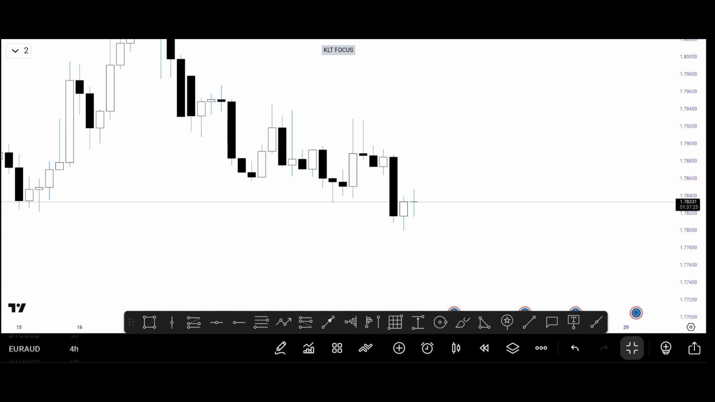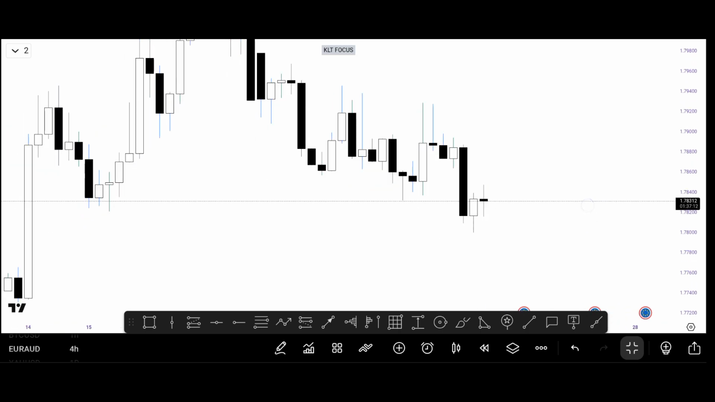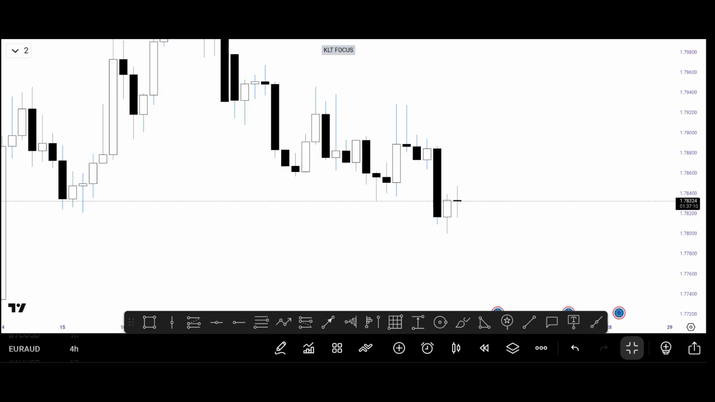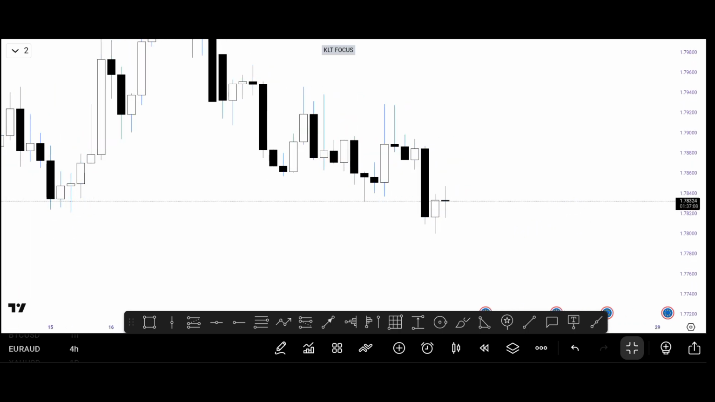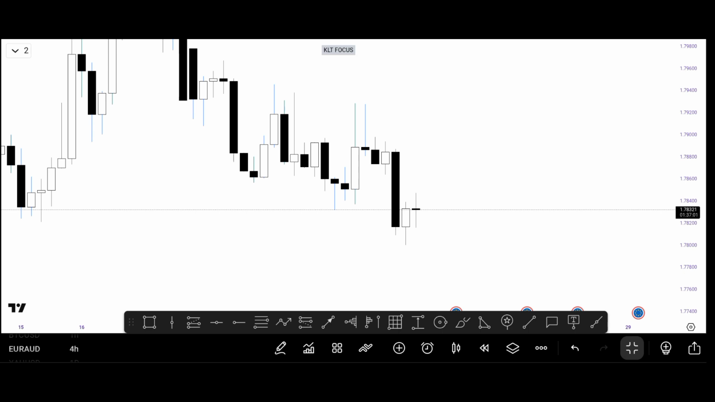Today we're going to be looking at Euro AUD, that's the Euro to the Australian dollar. We're looking at a sell setup that was anticipated on Euro AUD. We didn't take it personally, but it was a very clean illustration of key level theory. Actually, that's how we trade it.